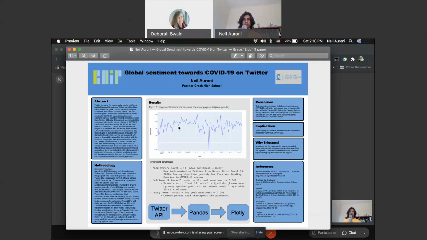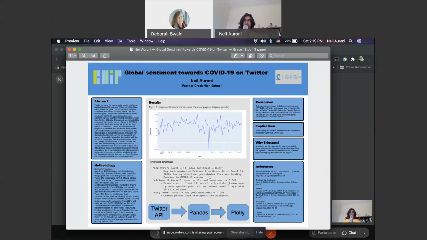So in conclusion, the product determines global sentiment towards COVID-19 on Twitter and shows how to manage big data with the Twitter API. Using the Tweepy Python library, we can create a method of working with the Twitter API for free and show public sentiment towards COVID-19 over a period.